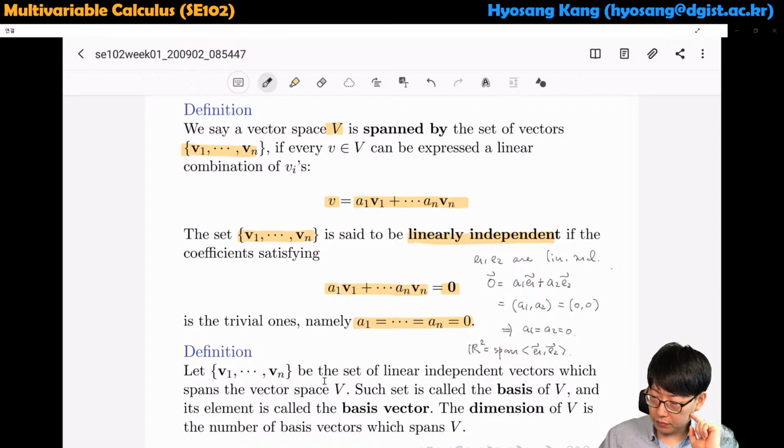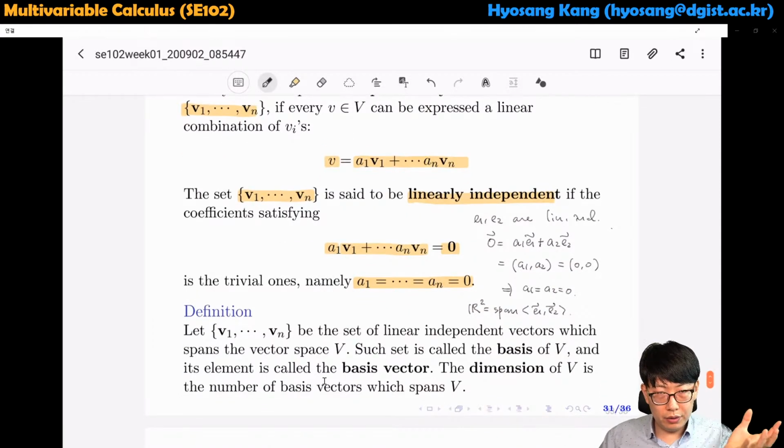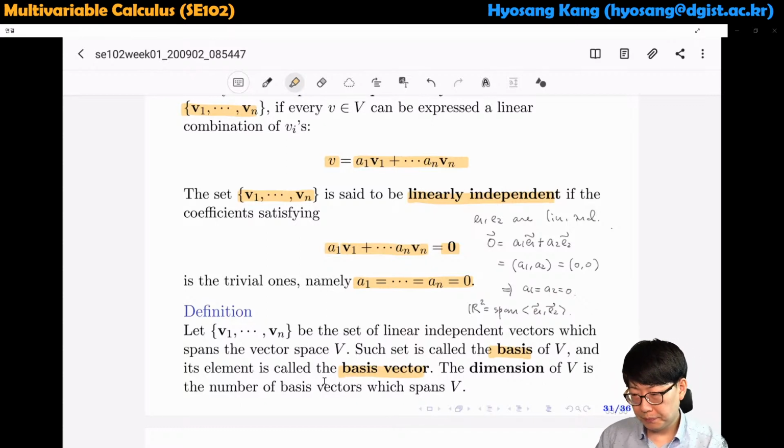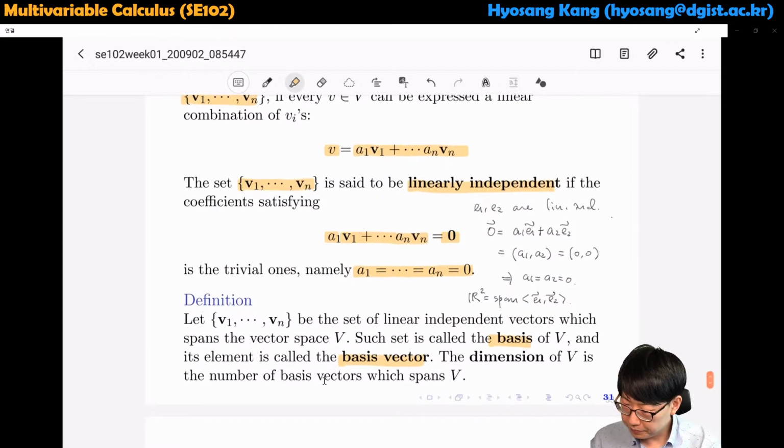Okay. So when you have a set of vectors which is linearly independent and it spans a vector space, then this set is called a basis. And an element of the basis is called a basis vector. So for example, E1, E2 are basis vectors of R2. That's why we discussed this Ei as a basis vector in the earlier slides.